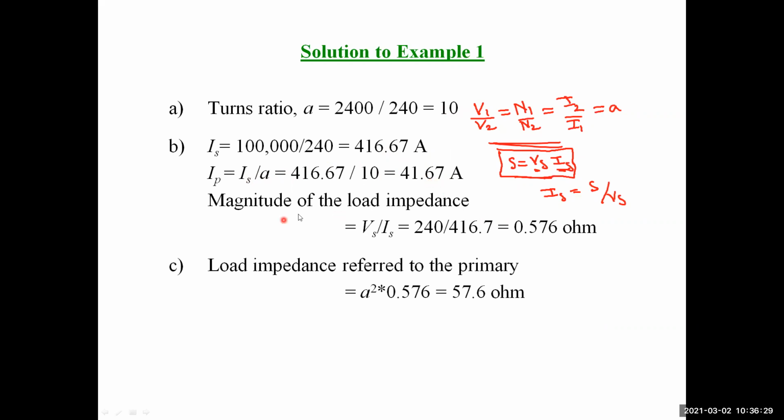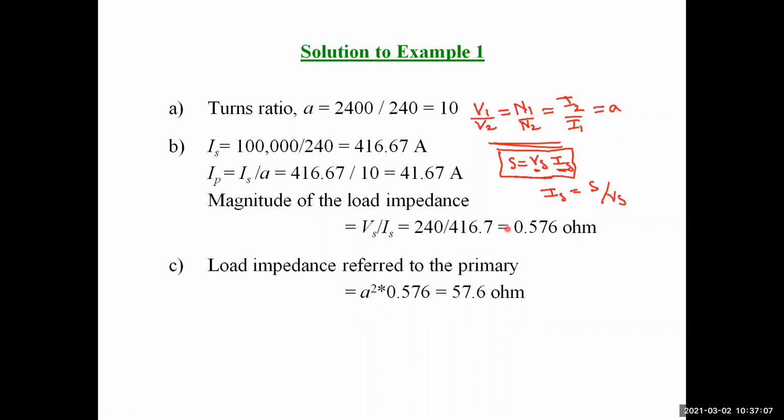The magnitude of the load impedance, you know well, is Vs by Is. The load is connected on the secondary side. So Vs, the secondary voltage, is 240 and the secondary current is 416.67 amps. By substituting these values, we will get 240 by 416.67, which is 0.576 ohms. This is called the magnitude of the load impedance of the transformer.